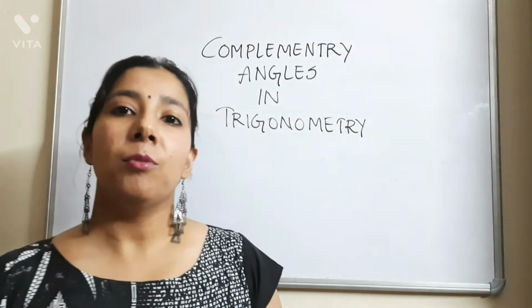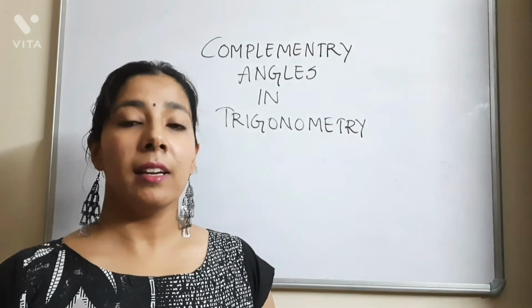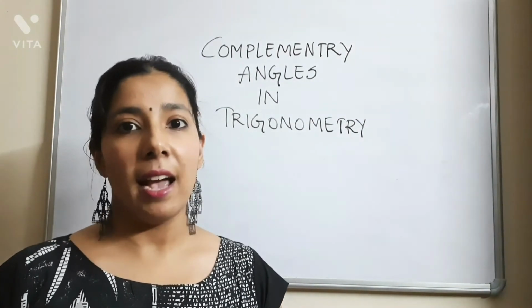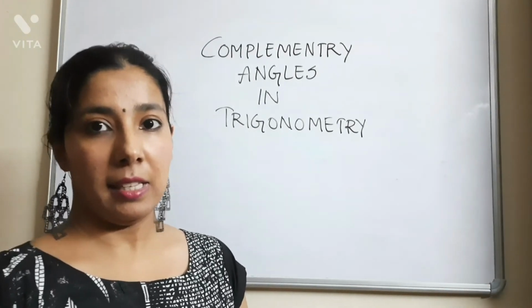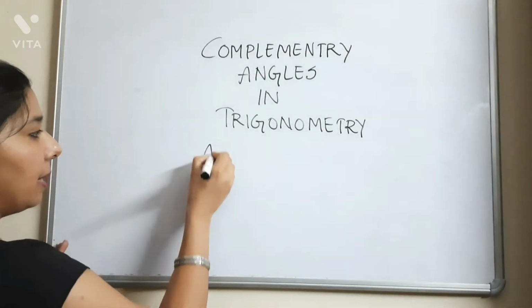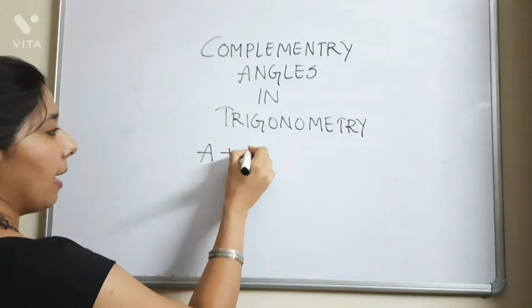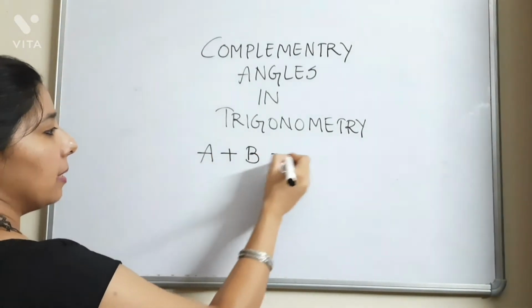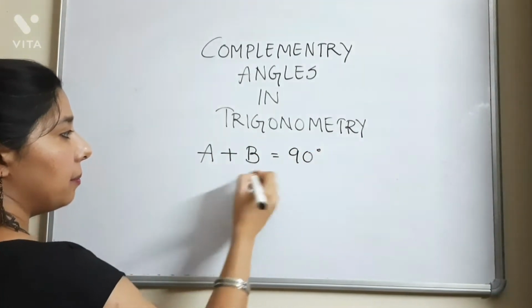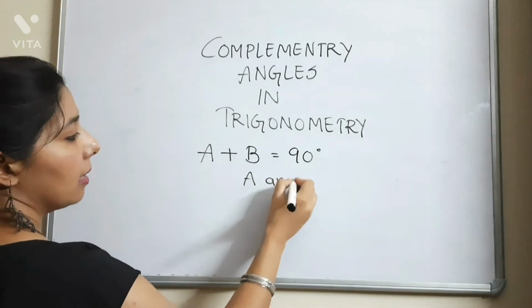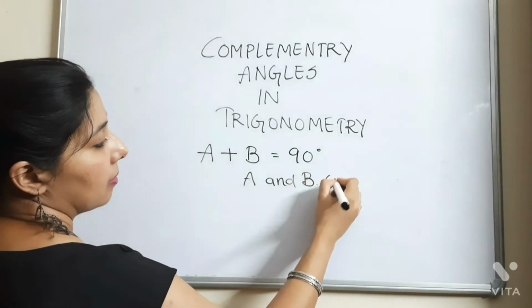As you people know, what are the complementary angles? The angles that make the sum 90 degrees are known as the complementary angles. I mean, if there are angles A and B, and A plus B makes the sum 90 degrees, then it means A and B are complementary angles.